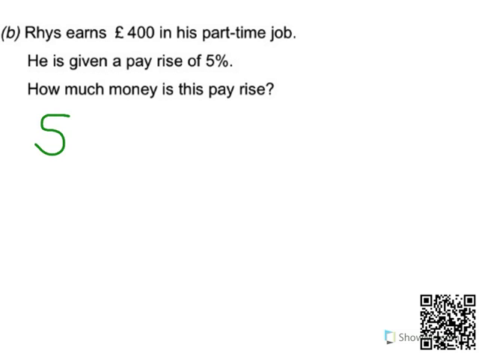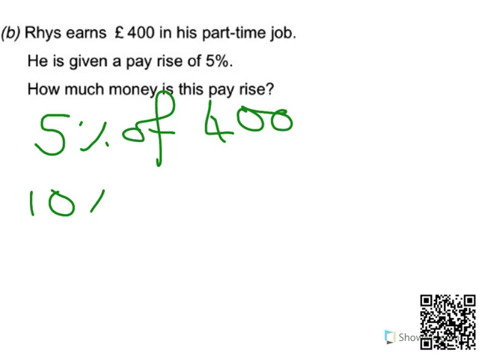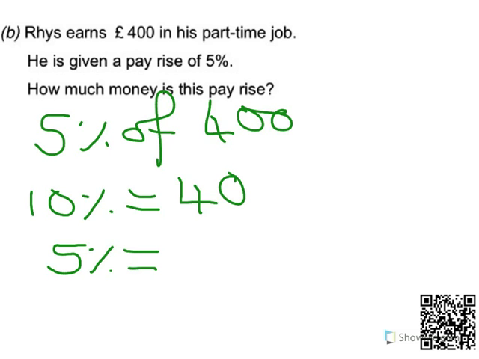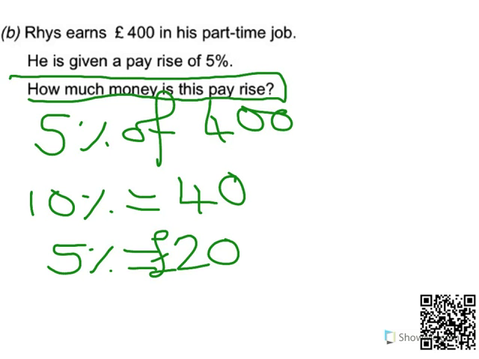Okay, so in this one, we've got to find 5% of 400 pounds. So find our best friend, 10% of 400, well that's going to be 40. So 5% is going to be half of 10%, so it's half of 40. It's 20 pounds. And this question asks us how much money is his pay rise. It doesn't ask how much his new pay is, it's how much his rise is, so the answer is 20.